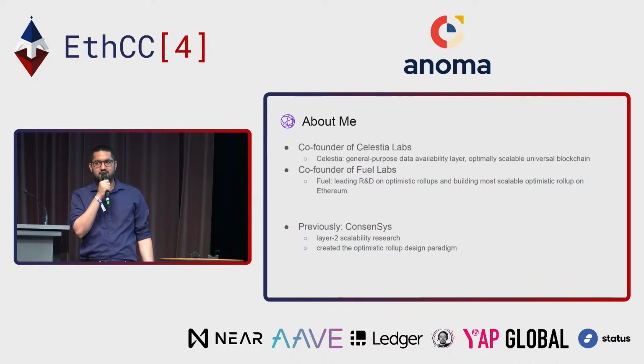I'm also the co-founder of Fuel Labs, and we're building Fuel, and we're leading the R&D on optimistic rollups, and we're also building the most scalable optimistic rollup on Ethereum. Our Fuel v1 optimistic rollup actually launched on mainnet last year, and our upcoming Fuel v2 will be very exciting. Keep your ears posted for announcements on that. Previously, I was at Consensus. I did layer 2 scalability research on things like Plasma, state channels, sidechains, that kind of stuff. And while I was there, I created the optimistic rollup design paradigm. And I did various E2 work and so on.